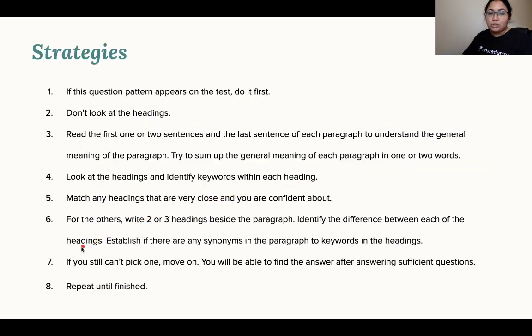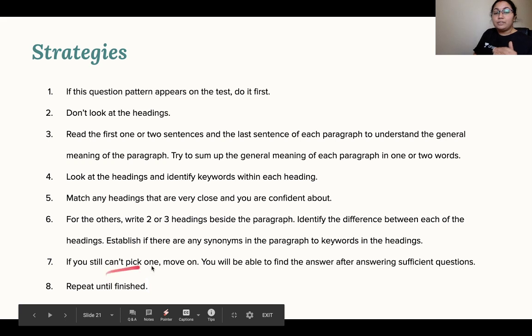All right. So in terms of the strategies here, I want you to do this question, if it appears in the test, first. Don't look at the headings, read the passages instead. Do the skimming technique, where you read the first two sentences and the last sentence to get a general meaning. Match any headings that you are very confident about and very close. For others, if you don't find it right away, circle the keywords among 2 to 3 headings and find the answer.